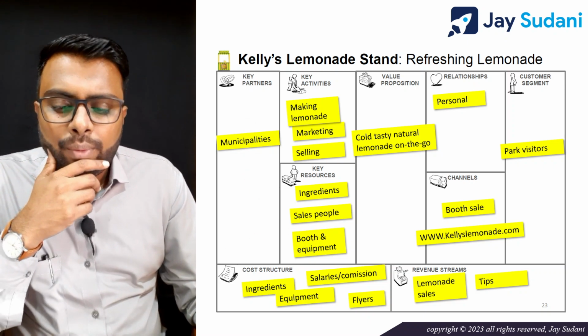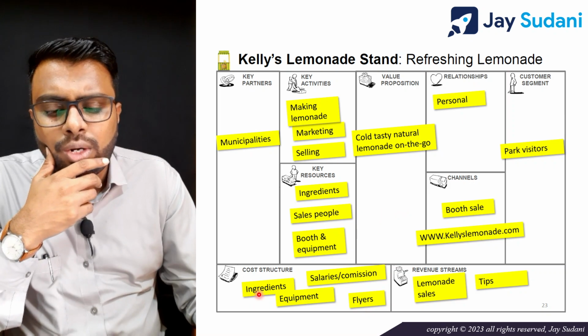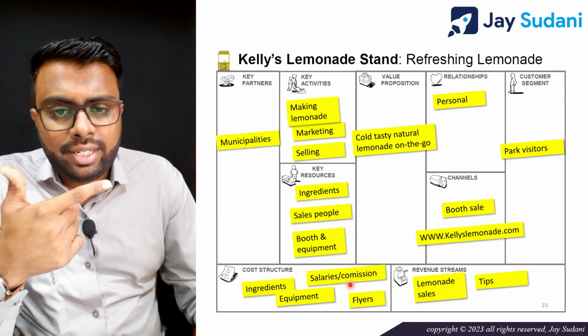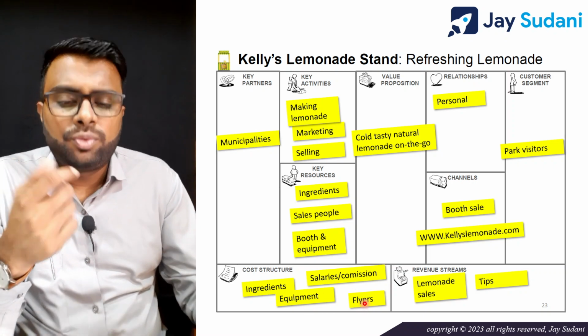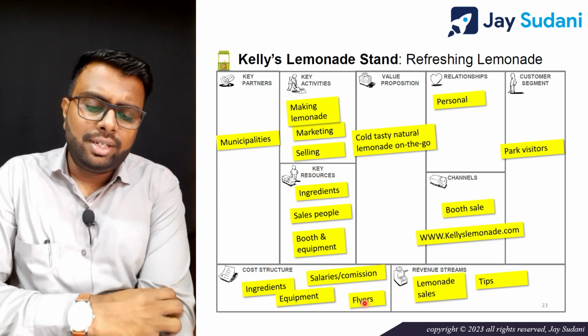And what is the cost? What are those expenses that the person has to encounter? It's the cost of raw material, ingredients, salaries or commission of the salesperson, equipment cost, and then flyers which he has used for marketing purposes. So he is clear about these things.